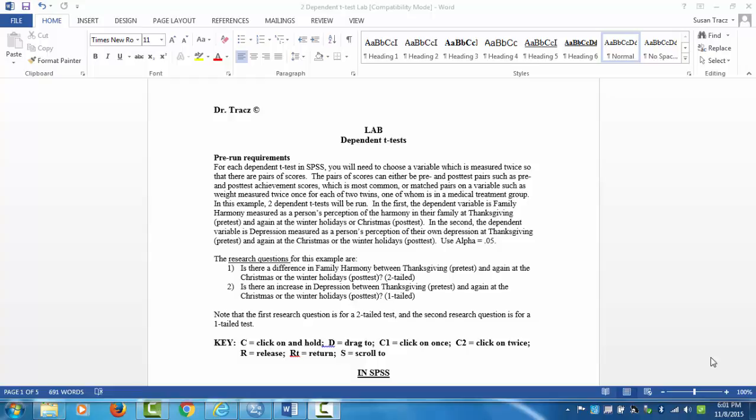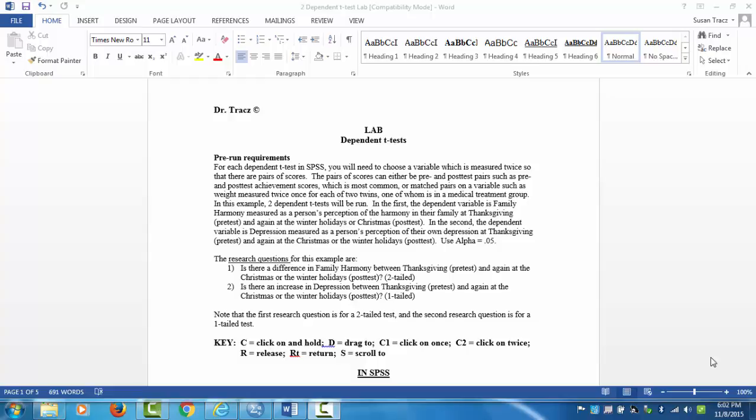So first of all, there are two types of dependent t-tests. In the first type, we have pre-test and post-test scores measured for a number of individuals, and we want to compare the mean of the pre-test to the mean of the post-test. In the second kind, we have pairs of individuals, for example, twin pairs, and we're measuring them on the same variable, for example, weight, but one of the groups of twins may have some sort of treatment, like a medical treatment, for example.